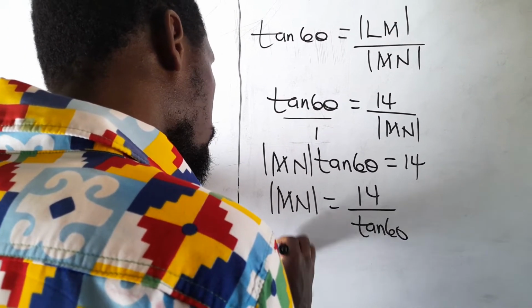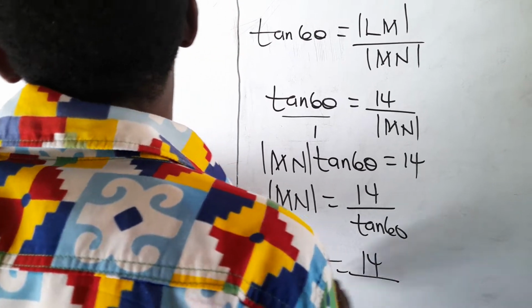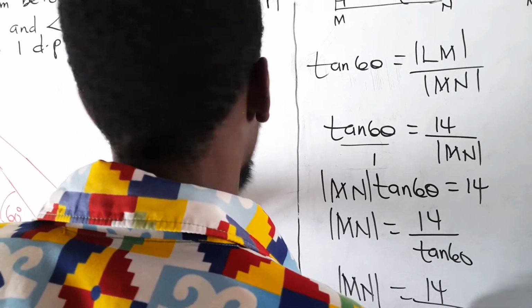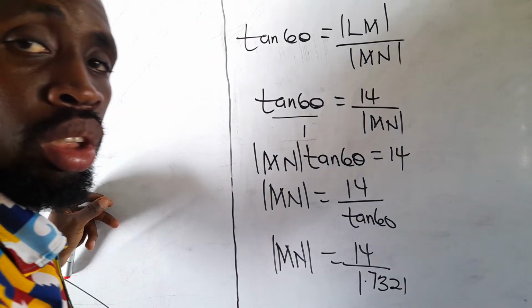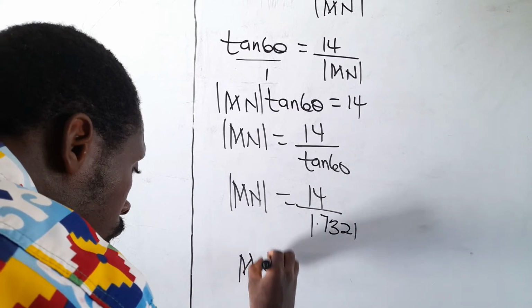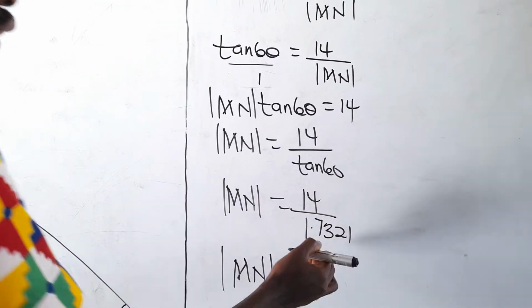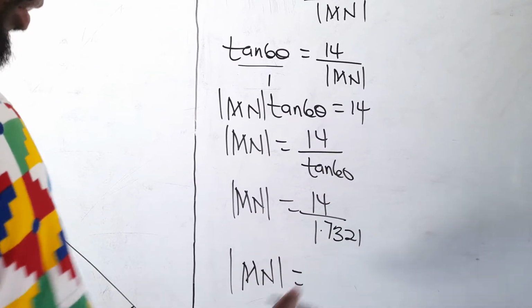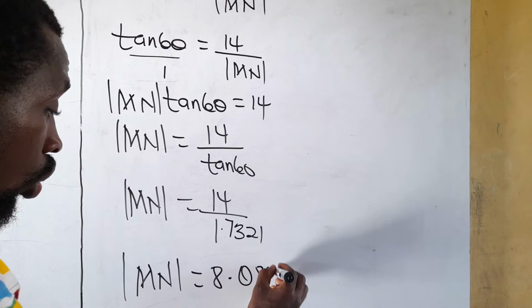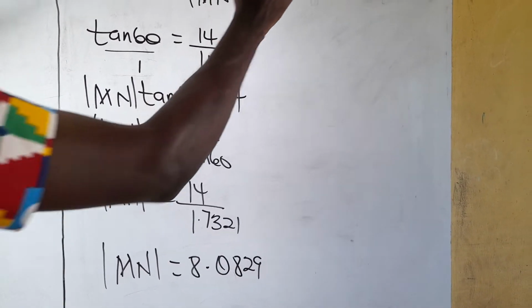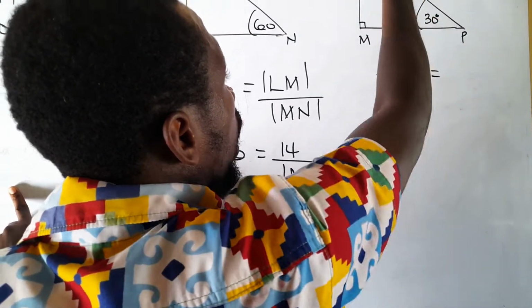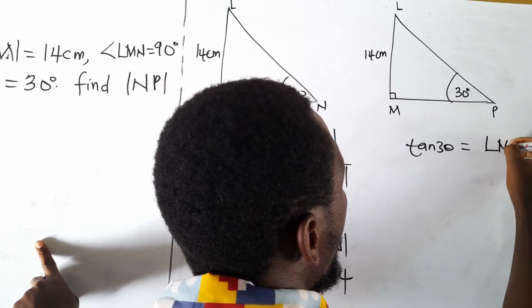So our MN will be equal to 14 over tan 60, which is 1.7321. So our MN will be equal to 14 divided by 1.7321, which will be 8.0829.